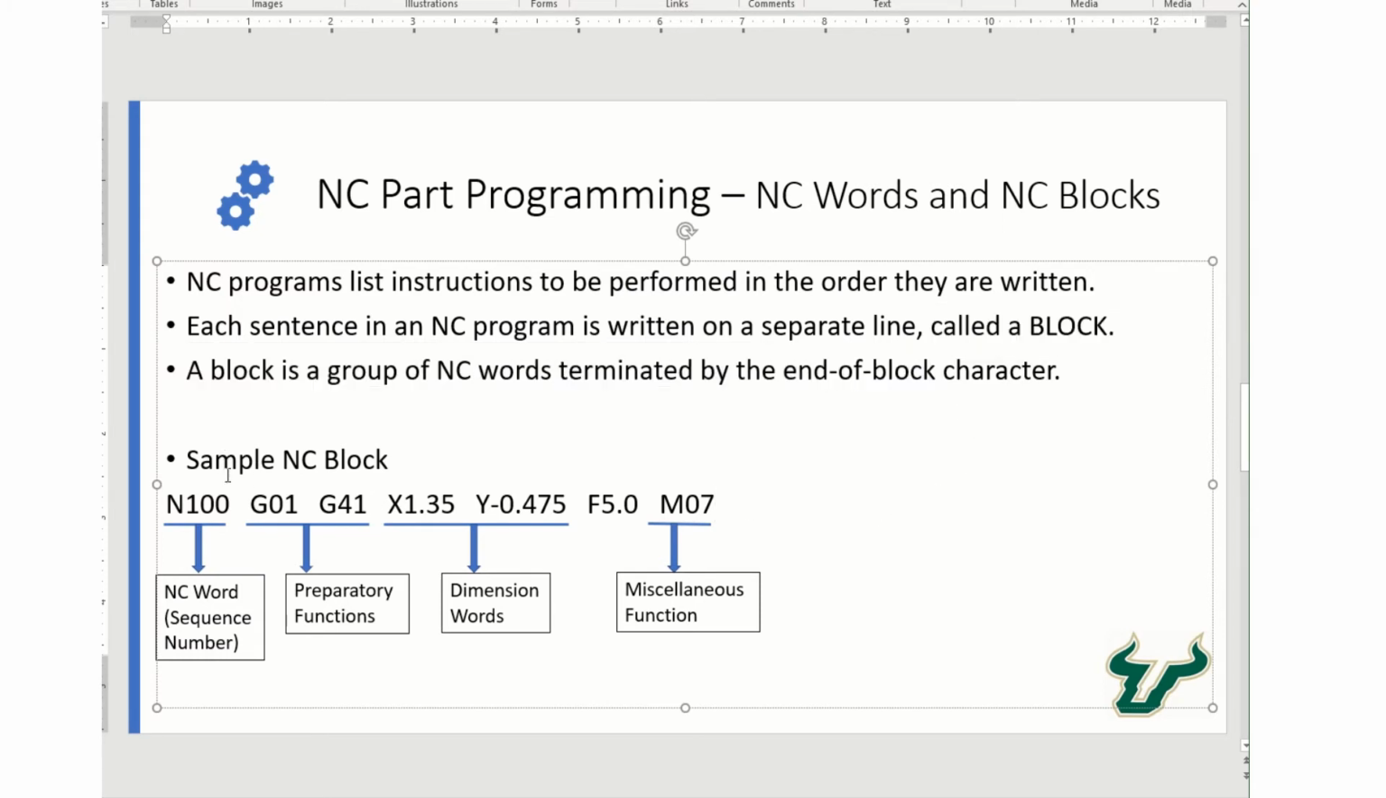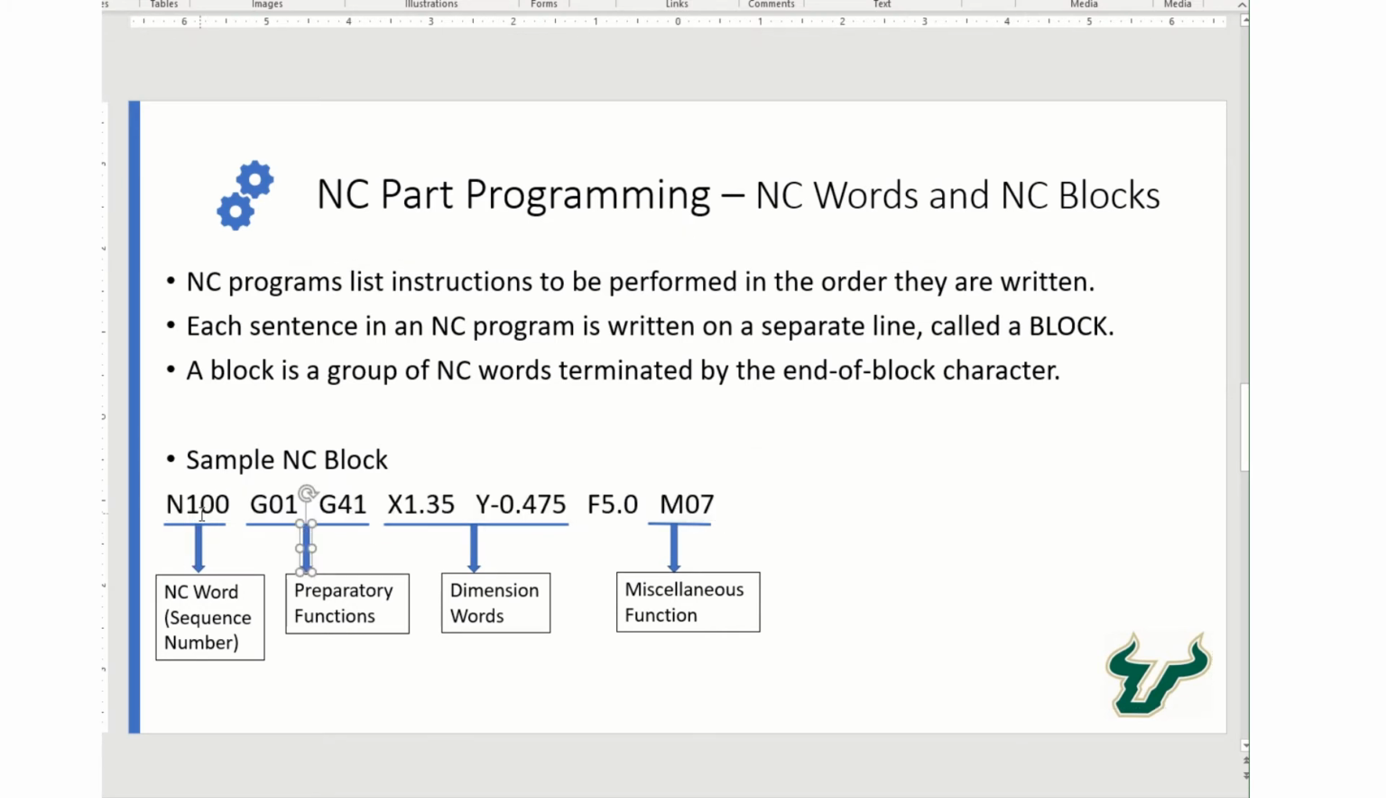So for example, a sample NC block is shown here. N100 is basically the NC word that is the sequence number at the beginning of this block. So that's just a sequence number. It could be N10, N20, N30, N40 or something like that. So if you have 10 lines in your code, then you can start with N10, N20, N30 up to N100 and so on. Then you have G01 and G41, which are the preparatory functions.